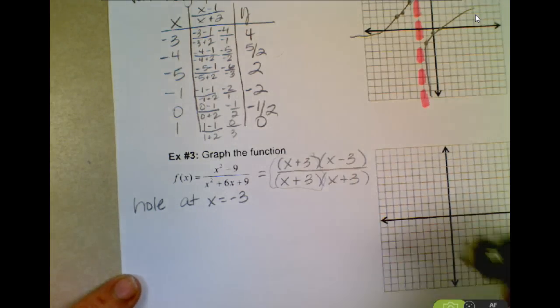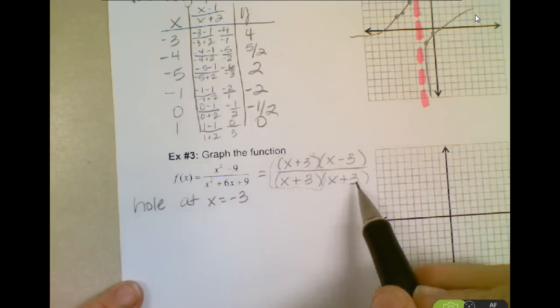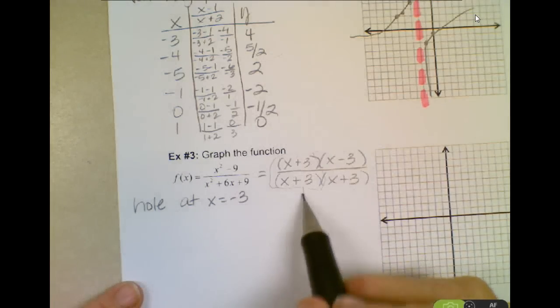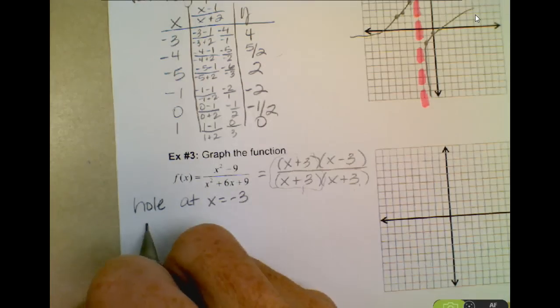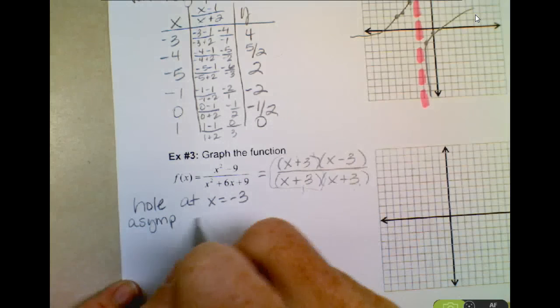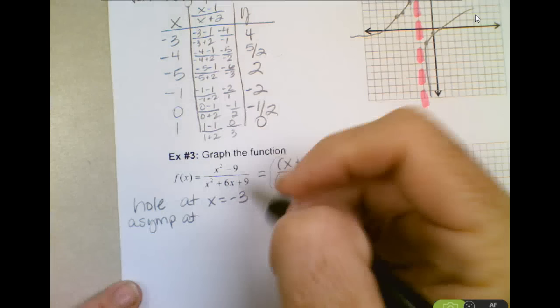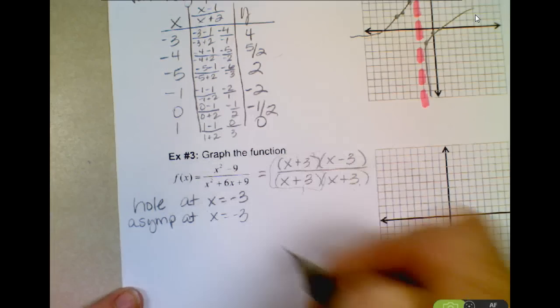Okay? So now we need to determine where my asymptote is. So I've got both in this graph. Because I've got a factor that cancels, I have a hole. Because I still have another factor there, that is going to be my asymptote. In this case, it just happens to be in the same place. The asymptote is also at x equals negative 3.